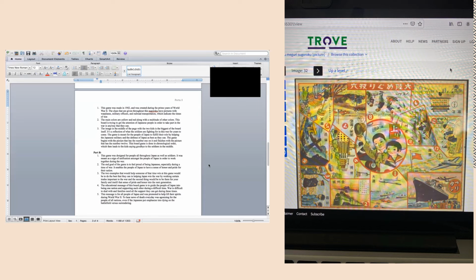into the next generation. The educational message of this board game is to guide the people of Japan into being one nation and supporting each other during a difficult time. War is difficult to deal with, and families need also the support they can get during these times. The message is for all people of Japan.